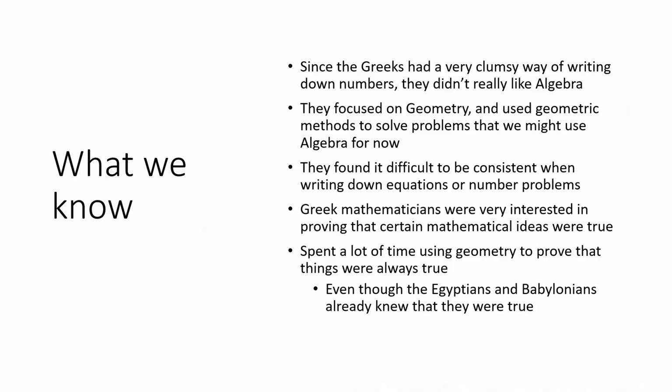So Greek mathematicians were very interested in proving that certain mathematical ideas were true, foundationally true. They spent a lot of time using geometry to prove that things were always true. Even though the Egyptians and Babylonians already knew that they were true, they'd used them, they understood them, they didn't really have any way to show they were true. And the Greeks really expounded upon this, and this is what built proof writing.